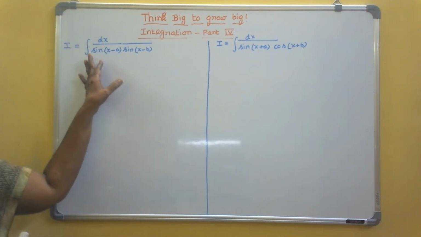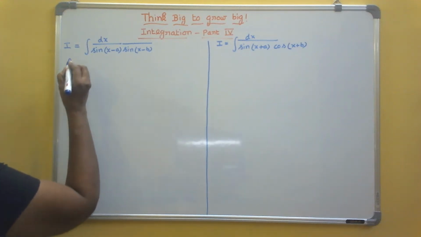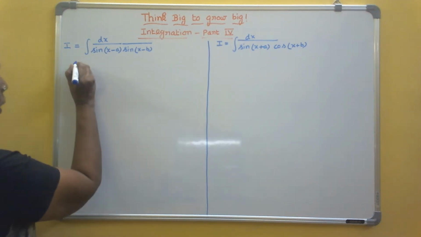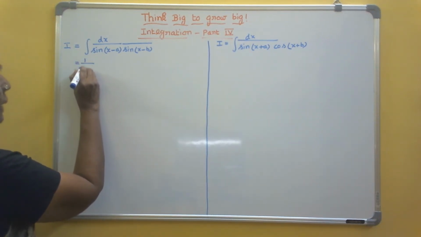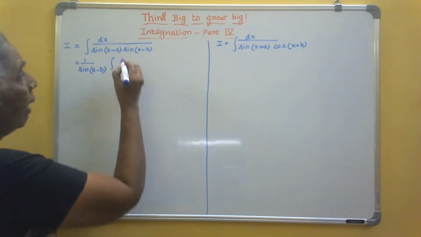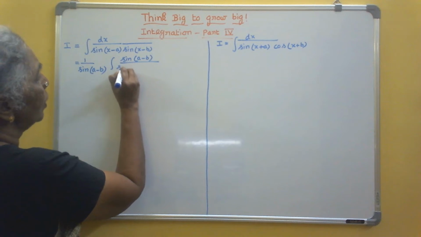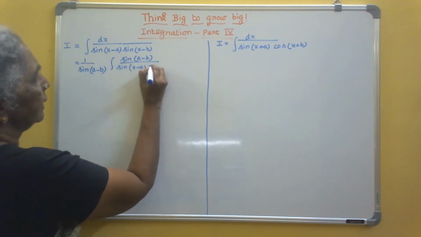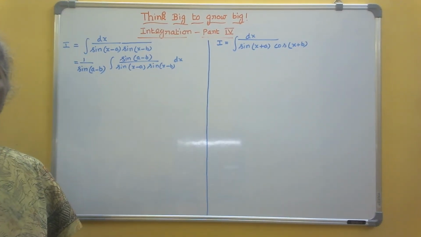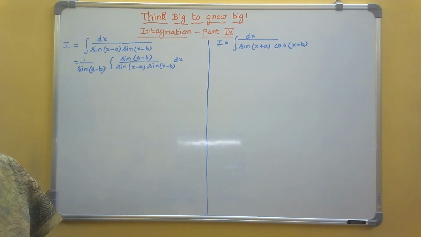Now, here both are sine. So remember step 1. You have to multiply the numerator and denominator by what? Sine of a minus b. So now I will write that 1 by sine of a minus b outside the integral, that is the denominator part. I will write the numerator part here, sine of a minus b. The denominator I will write as it is, sine of x minus a into sine of x minus b dx. So step 1 I have introduced: multiply the numerator and denominator by sine of a minus b.